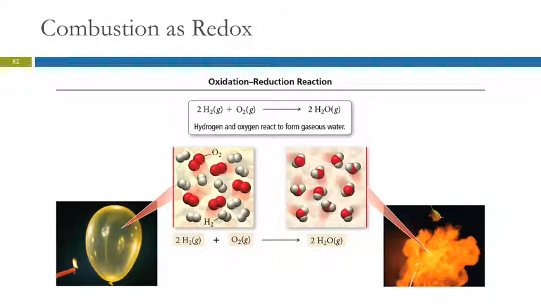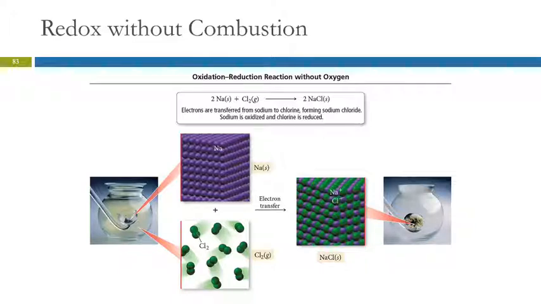Combustion is something burning. And what's necessary for something to burn? Oxygen. Oxygen present in the air is needed for burning. So something reacting with oxygen, generally called combustion, it is a redox reaction. We can also have redox without combustion.